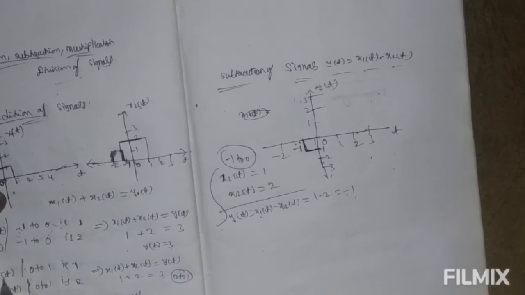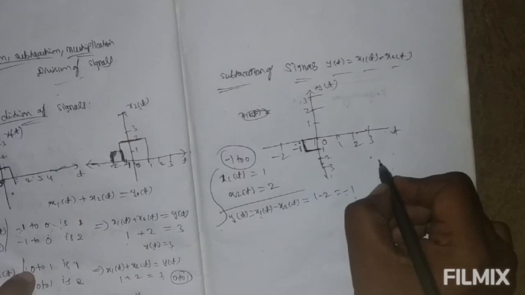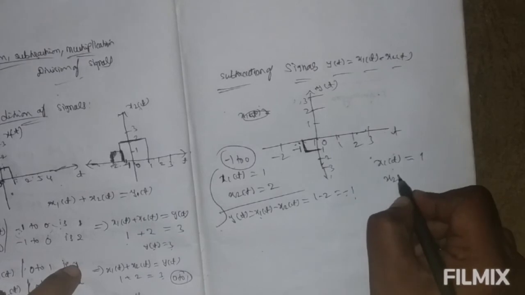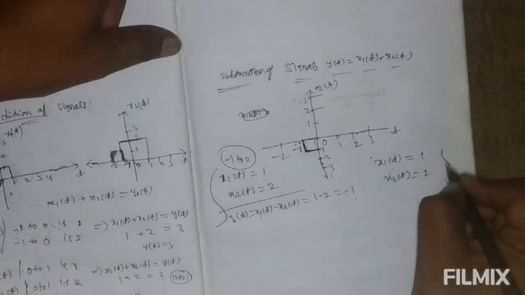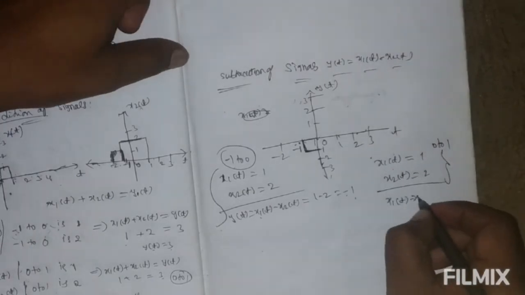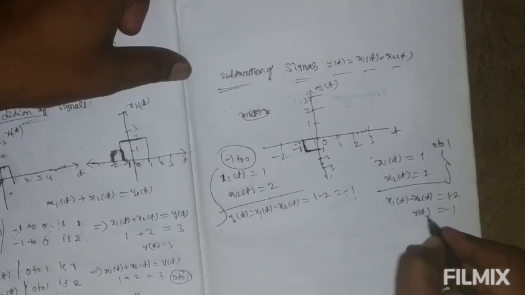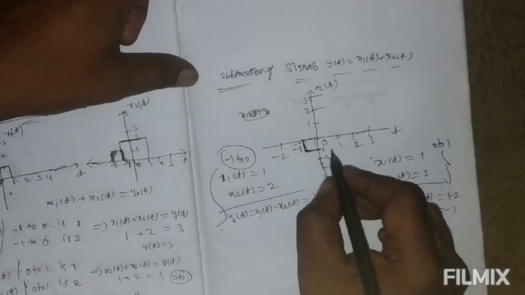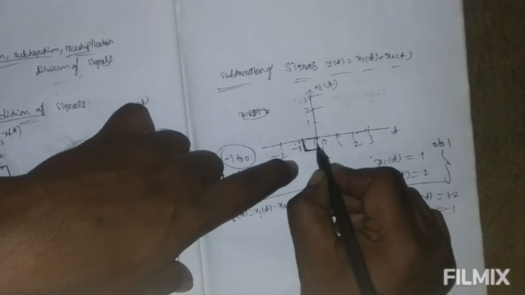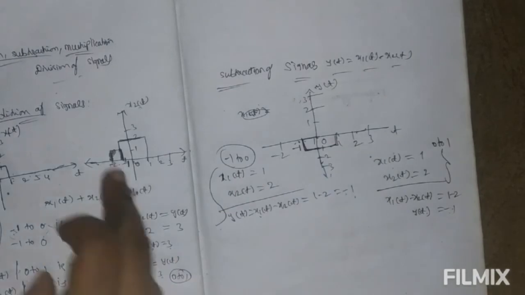Then from 0 to 1, x1 of t equals 1 and x2 of t equals 2. Therefore, x1 of t minus x2 of t equals 1 minus 2, so minus 1. This is y of t. So from 0 to 1, the value is minus 1. This is the subtraction of two signals.